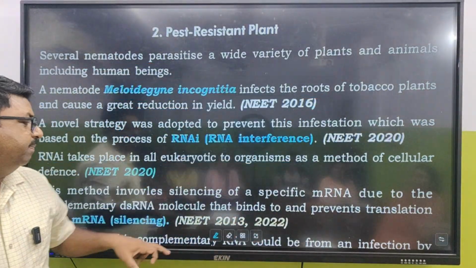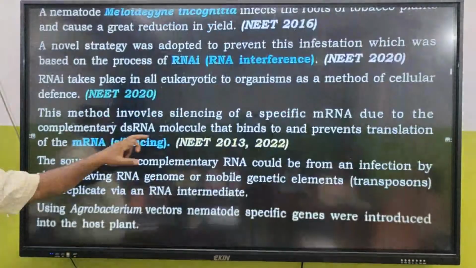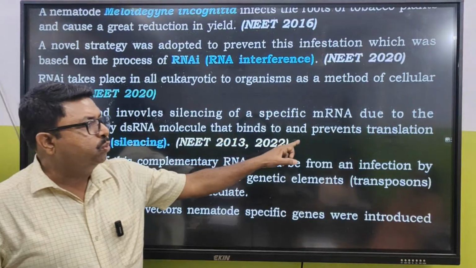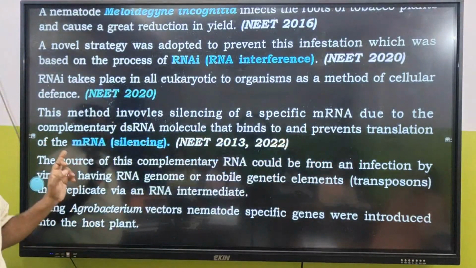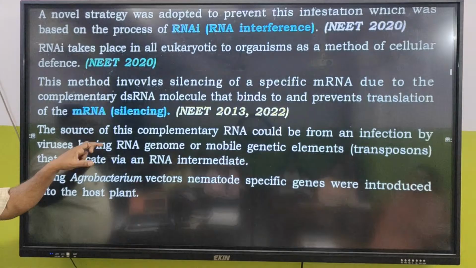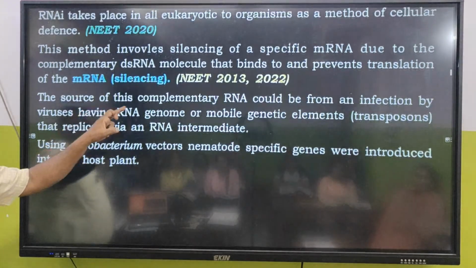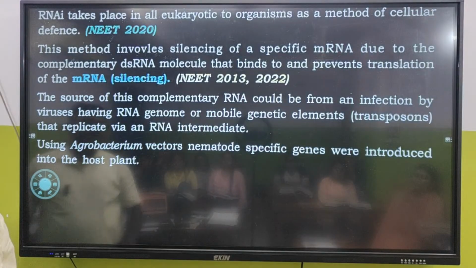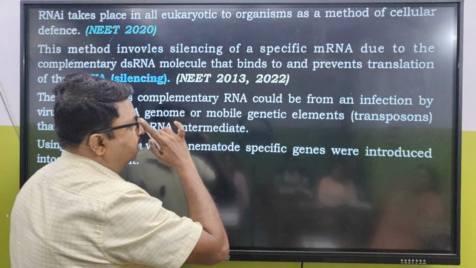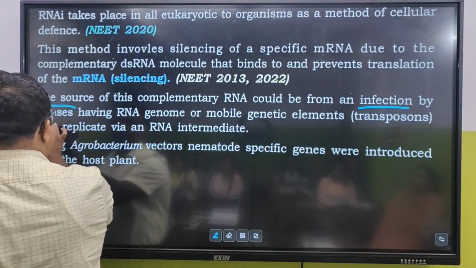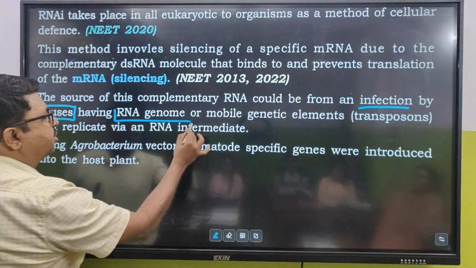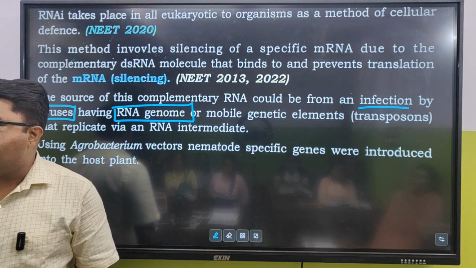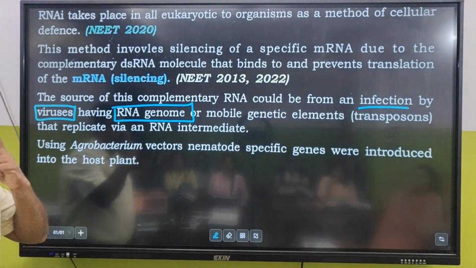This method involves the silencing of a specific mRNA due to a complementary double-stranded RNA molecule that binds to and prevents translation of the mRNA, or silencing. See 2013 and 2022. The source of this complementary RNA is very, very important from here. The source of this complementary RNA could be an infection by viruses. What is a virus? Retrovirus, having an RNA genome, that means retrovirus.